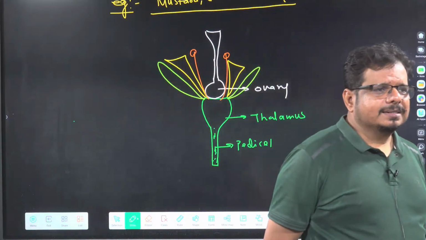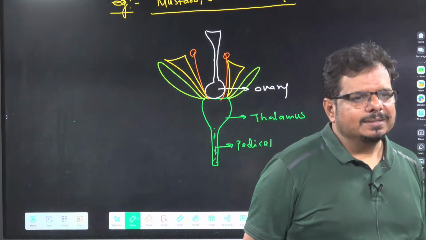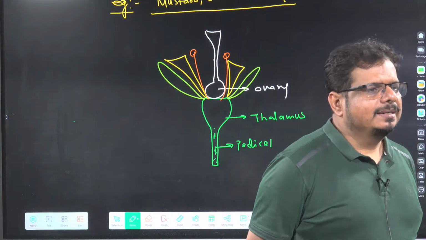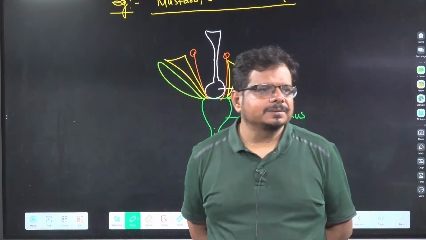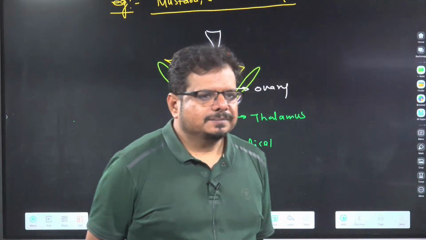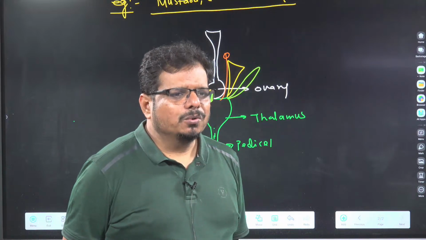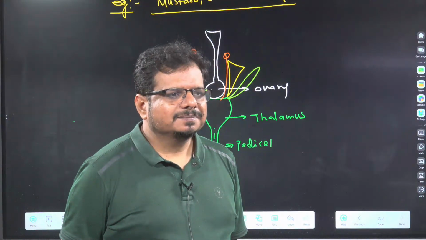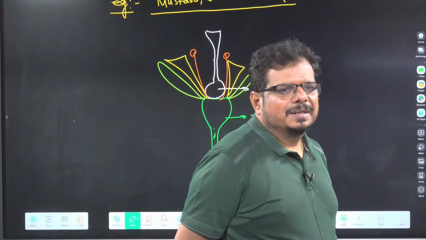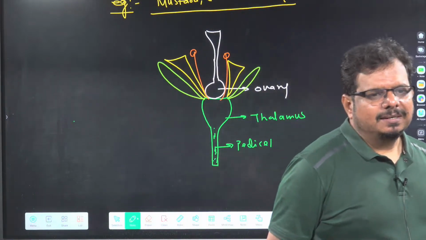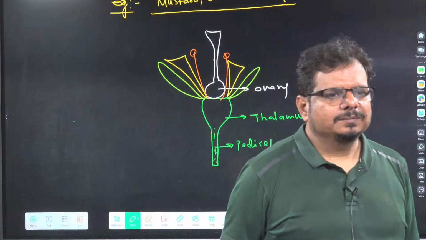Can you tell me examples of hypogynous once again? As many times as you say it, it will revise. So what is the example? Please carry on, without looking at the NCERT. Mustard, brinjal, China rose. Very good.